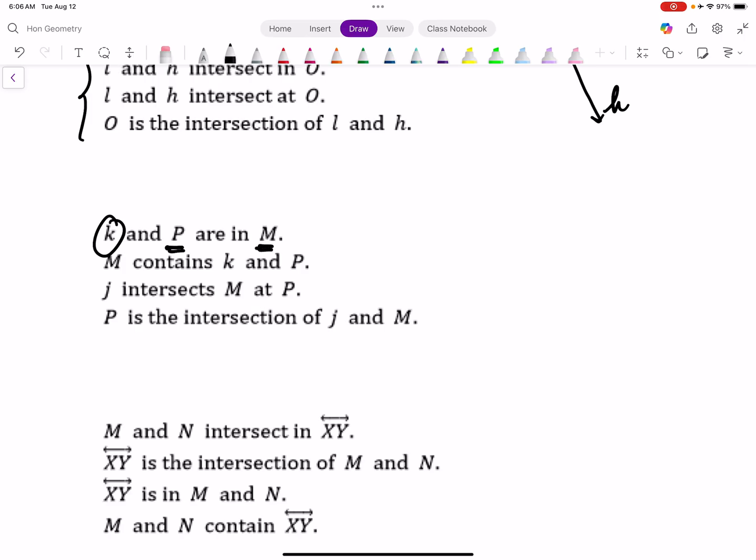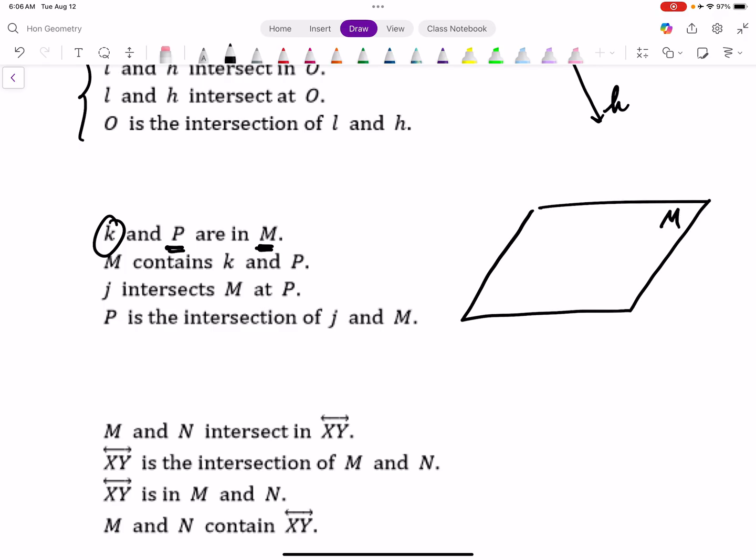Well, the only way, remember, capital letters are either points or planes. So the only way a point is going to be in, a point can't be in another point. So M has to be a plane, P has to be the point. So say we're going to draw in, oh, that looked awful. Let's do it again.